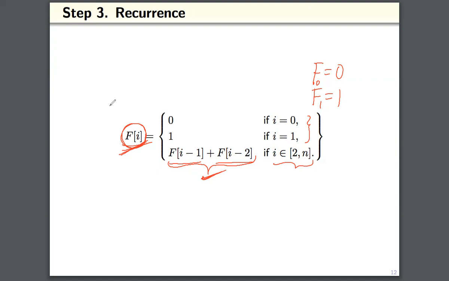So you are writing to f of I, this is the write cell, by reading from f of I minus 1 and f of I minus 2. These are the read cells. Write cell and read cells. So this is your recurrence. This recurrence you knew already, right? This itself is DP.